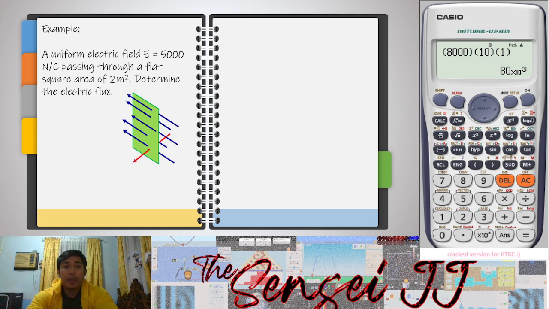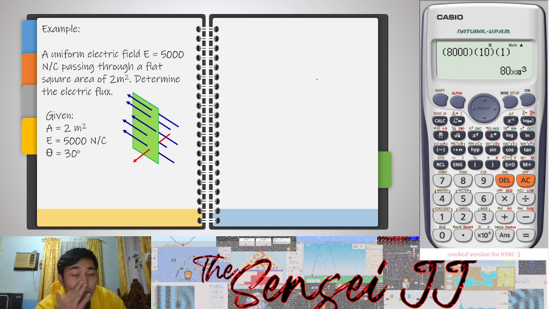This is our perpendicular orientation. That trend line, that is our perpendicular orientation. So as you can see here, yung ating electrical field lines na nagpass, yan ay naka-angle. Okay, so what is the measurement of our angle dito? We have here a given area of 2 square meter, our electrical field of 5,000 Newton per coulomb, and we have here our theta of 30 degrees.